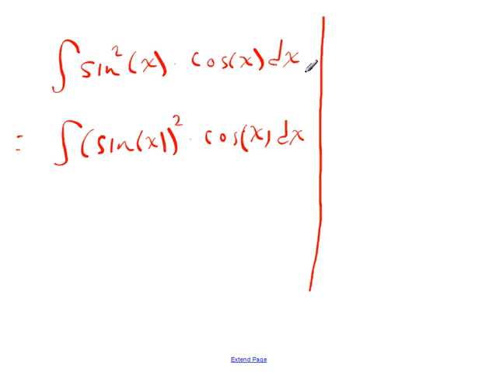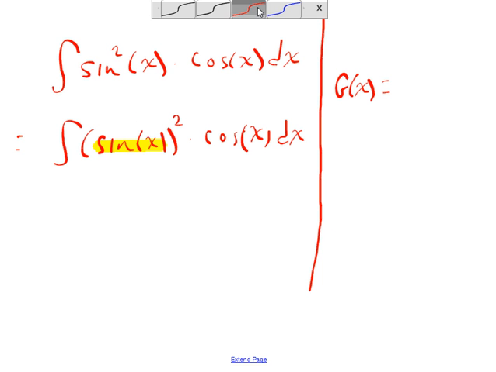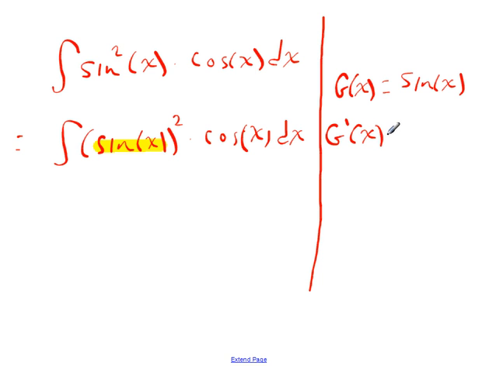All right, so I think we can identify g of x. G of x is our inner function, and it looks to me like the inner function is going to be sine of x. So g of x is sine of x. And we know that the derivative of sine x is cosine x. And here's our cosine x.